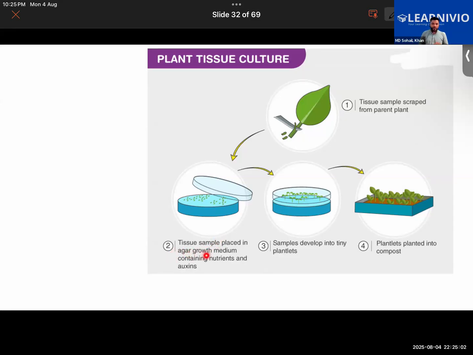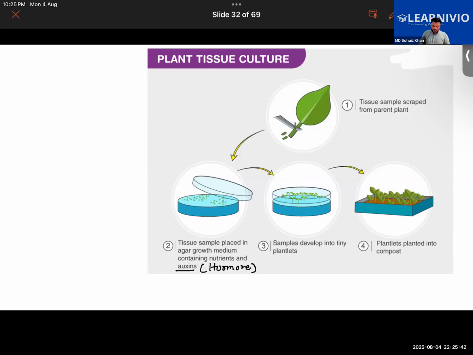Agar contains nutrients and hormones, which trigger and improve growth. It has special hormones and nutrients in it which will promote its growth. Auxin could be one such hormone here. It could also make the plant have more quality, and it will help in growing lots of plants in a short span of time.